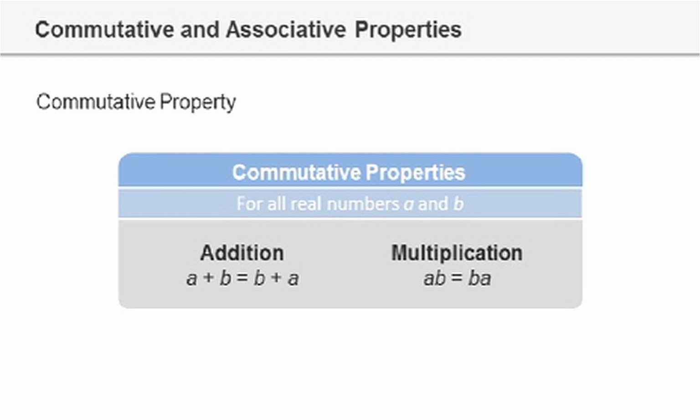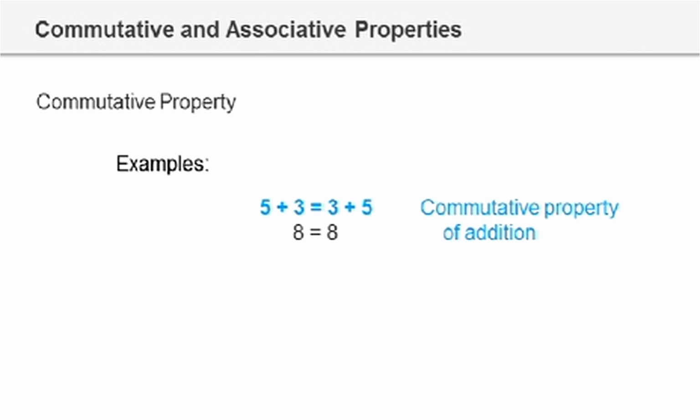The commutative property states that the order in which we add or multiply real numbers does not affect the result. So, for any two real numbers a and b, a plus b equals b plus a, and a times b equals b times a. Let's look at a couple examples.